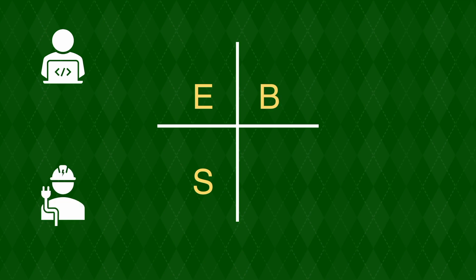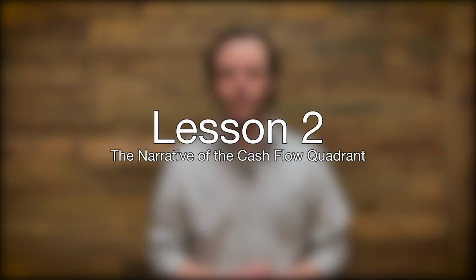So as you can see up on the screen here, we've got E, which stands for employees, S that stands for people that are self-employed, B that stands for business owners, and I that stands for investors. That by itself probably doesn't tell you too much. It really gets its meat from the narrative that Robert illustrates throughout his book through his various analogies. So I'm going to do an analogy of my own in describing it. This is lesson 2, the narrative of the cash flow quadrant.